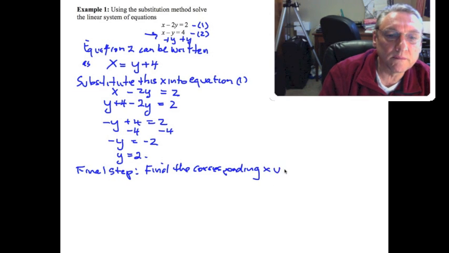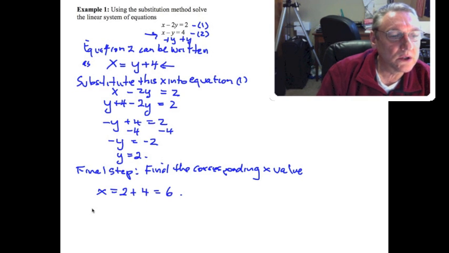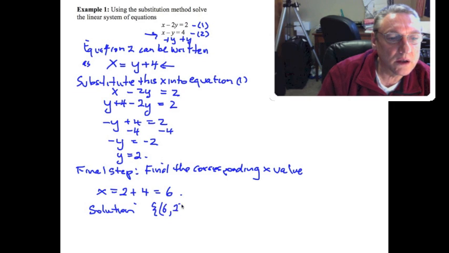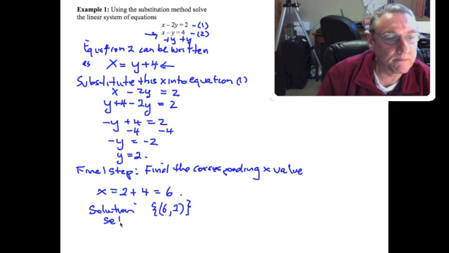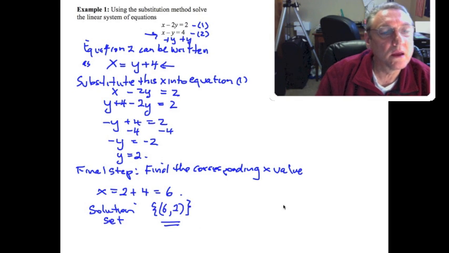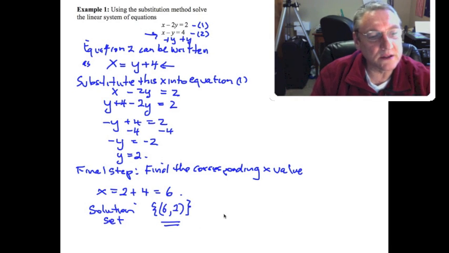X value. Right, so we can do that simply from here. We have that x is equal to 2 plus 4, which is equal to 6. So our solution then is the point (6, 2). That's what x is, it always goes first, and then 2, which of course is the y value. And that's our solution set. Okay, and you can see that we've got exactly the same result.